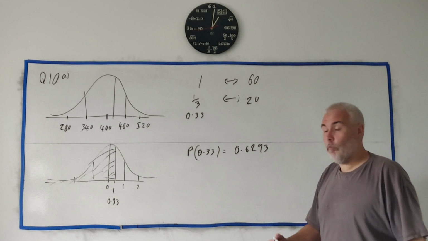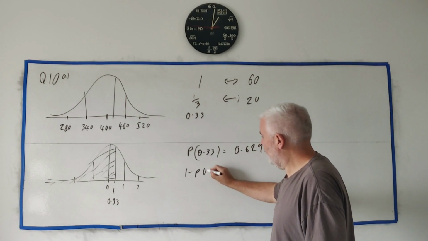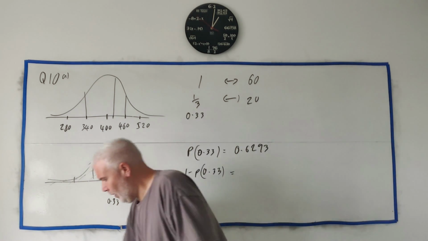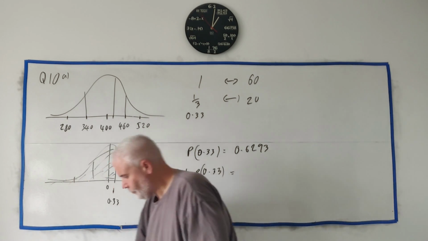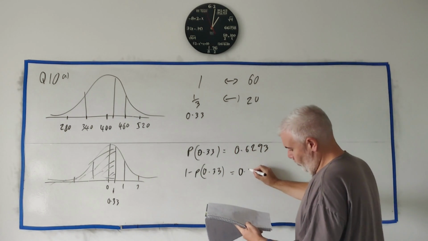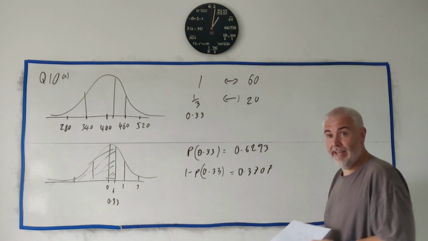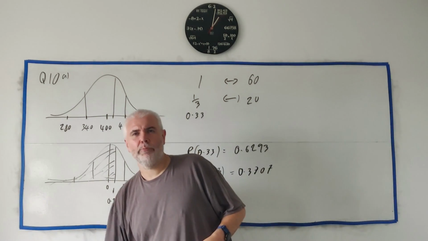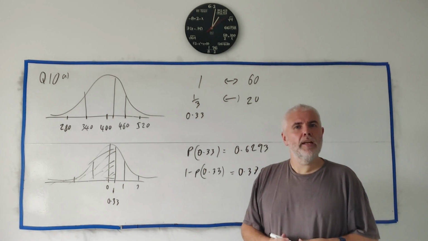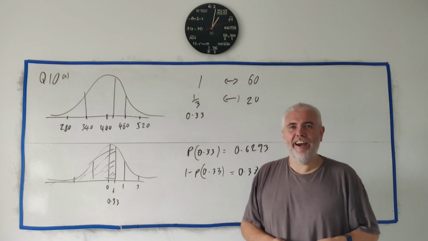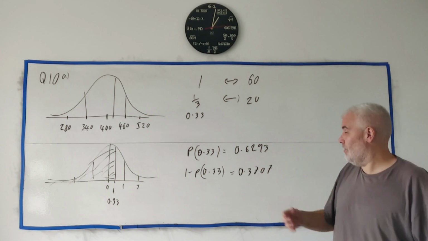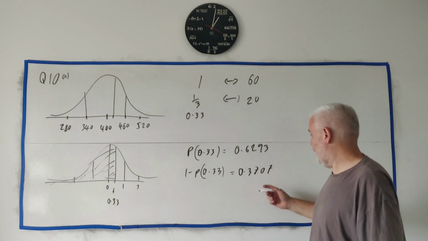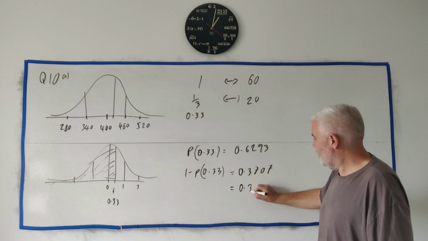We want the probability they got more than 420, so we'll get 1 minus P of this, and just take that away from 1. Let me check my notes. We have 0.3707. That is the probability. Also be careful, did they ask for probability or did they ask for percentage? Multiply by 100 for percentage, 37%. But I believe they asked for probability, so I better round it off then.